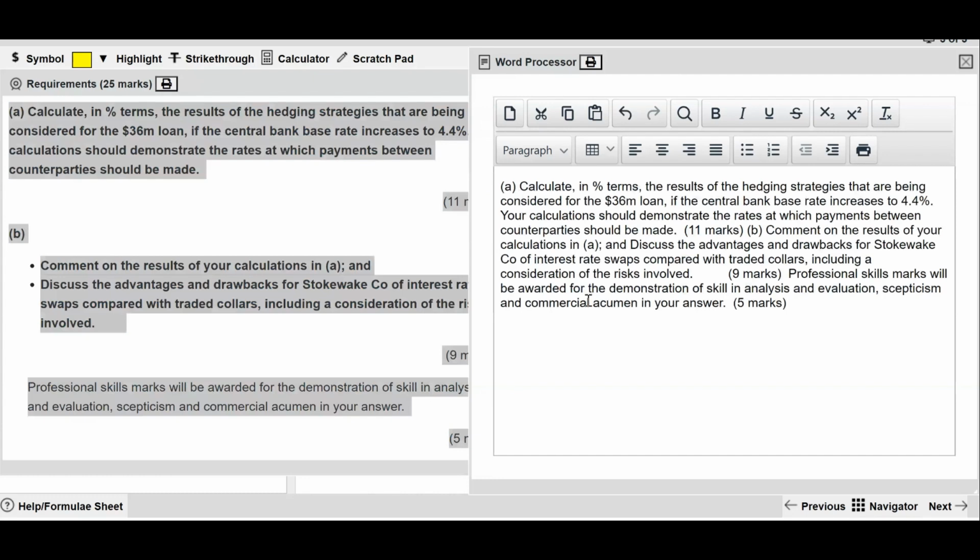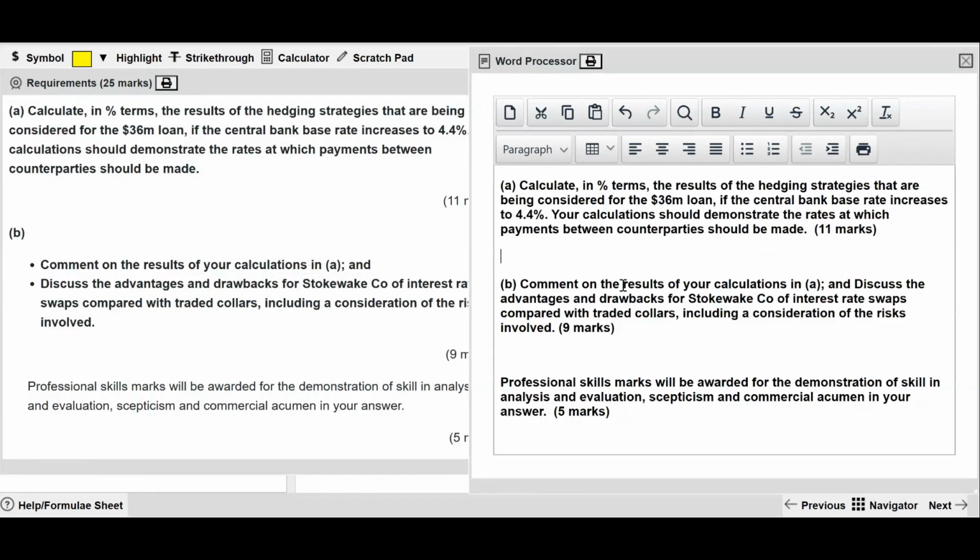Now let's organize the question in the word processor. After organizing, the requirement is for 11 marks and it's all computation. Let's do it on the spreadsheet. So refer spreadsheet. We'll have the question copy and pasted into the spreadsheet as well. Now requirement B is all on commenting. It's for 9 marks. We'll have it here itself in the word processor. Now let's move on to the exhibits.